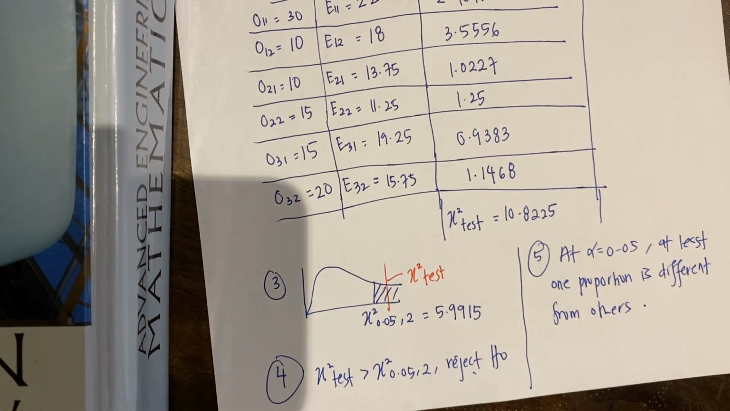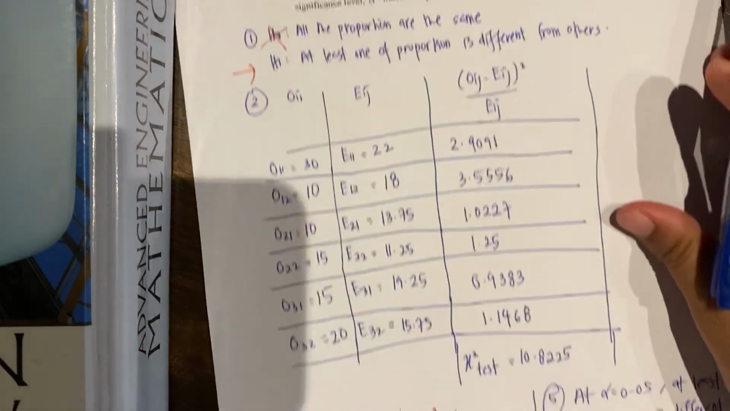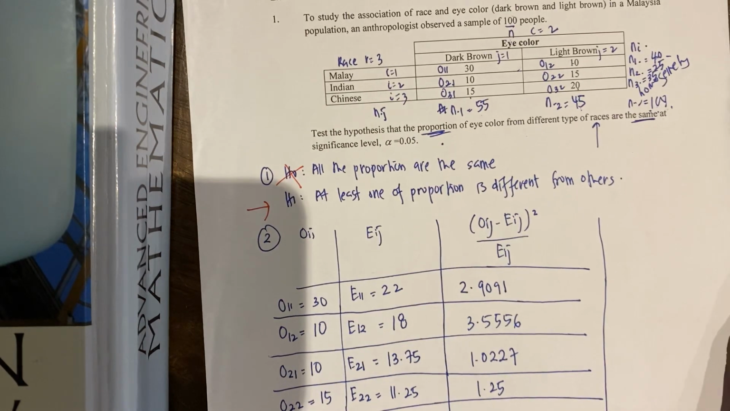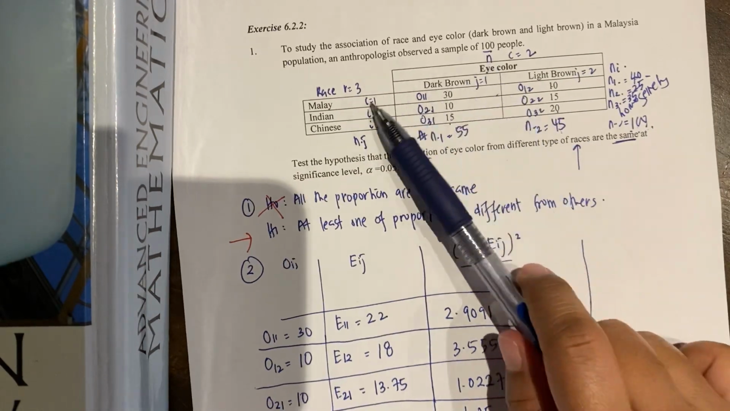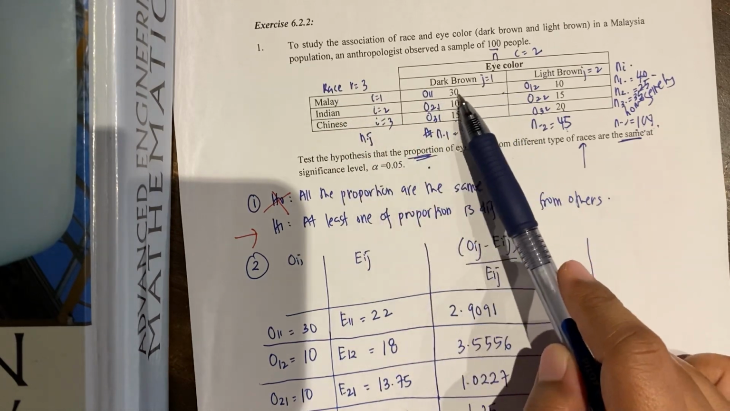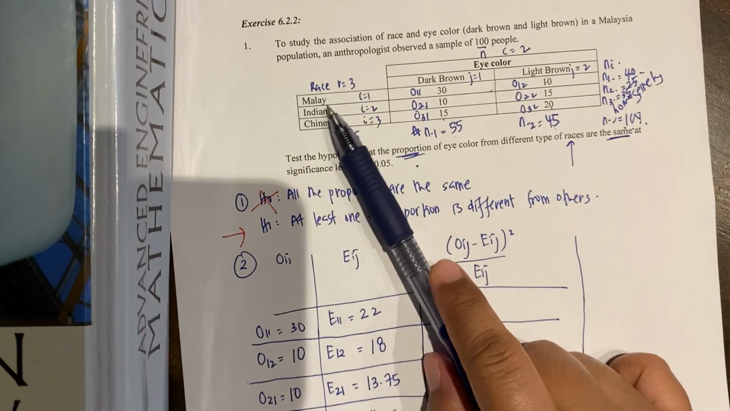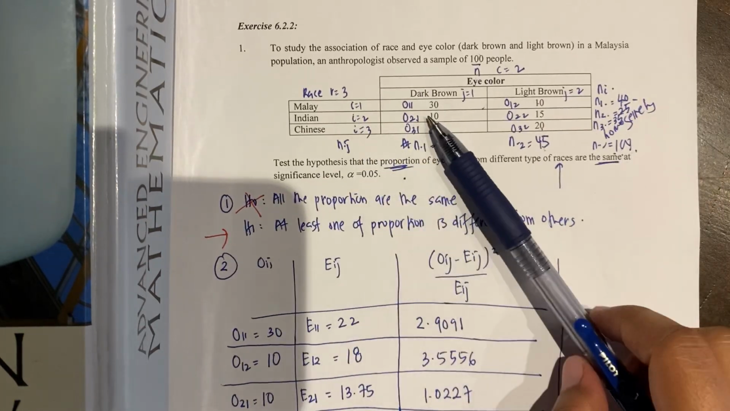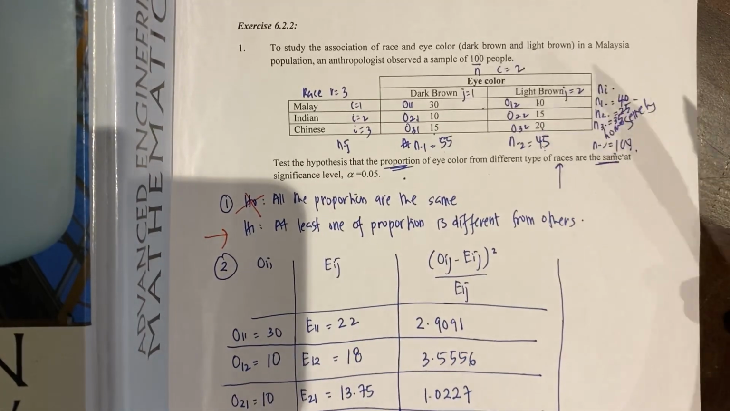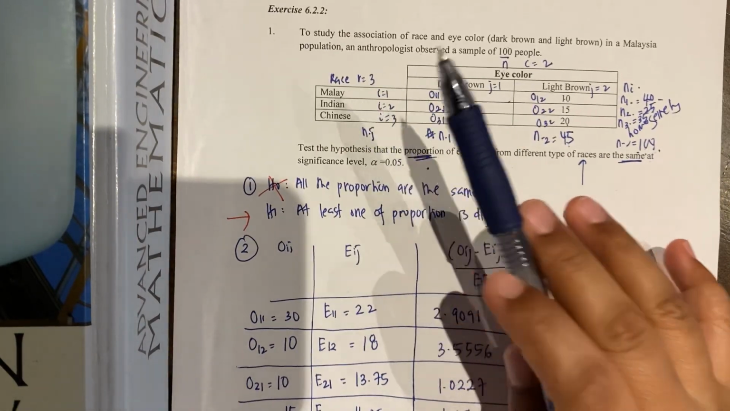Okay, so I do hope that you understand what we are discussing here. Before we end, let's say that you have a question like state the variable. Then you can state either one, whether the eye color or the race, because the data that you collect here is a combination of the eye color from the race. The eye color from the Malay, the eye color from the Indian, and also the eye color of the Chinese people. So if the question asks you about the variable, then you can state either one, the eye color or the race.